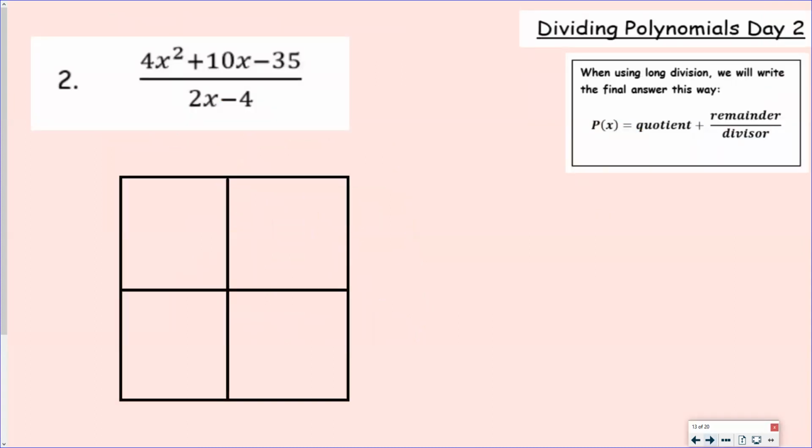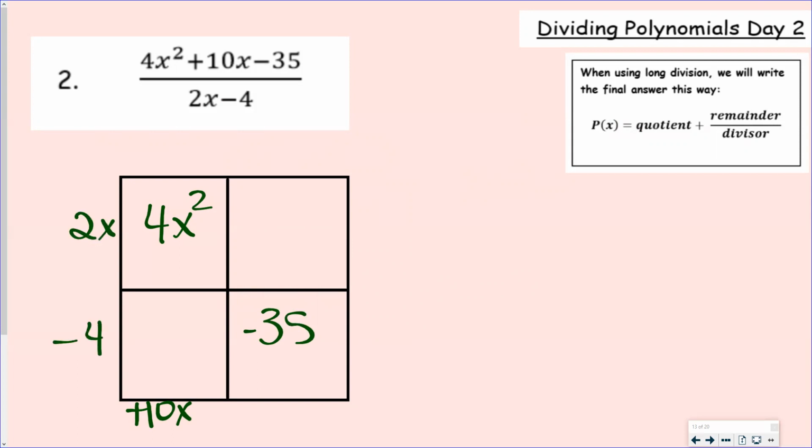Okay, let's try another one. I have 4x squared plus 10x minus 35, 2x minus 4. What times 2x gives me 4x? Well, 2 times 2 is 4. X times x is x squared. Well, if I have a 2x and I have a minus 4, those multiply to give me negative 8x.